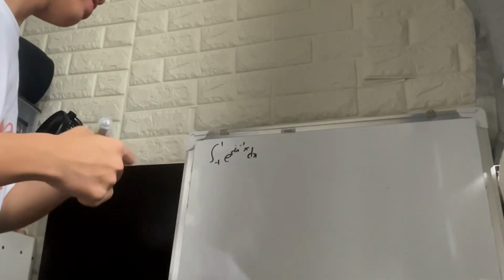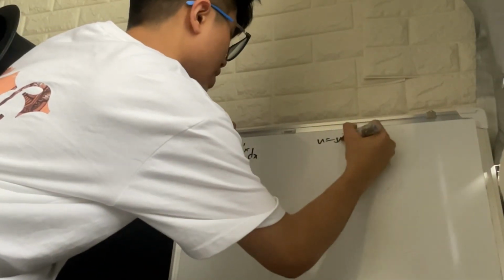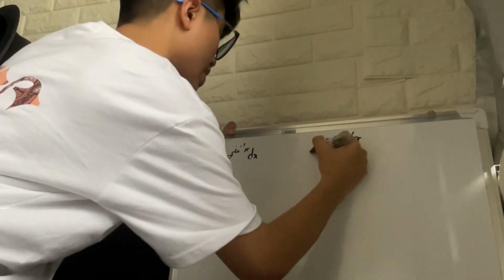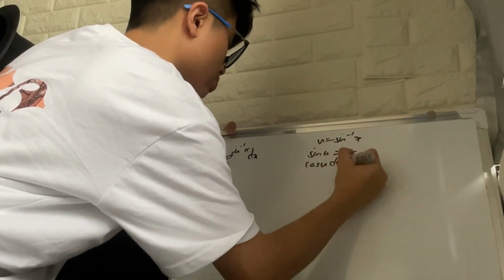Next, the integral of e to the power of inverse sine x from -1 to 1. First, we're going to use u substitution. Let u equal inverse sine x, then sine u is equal to x. Differentiate both sides, and you get cosine u du equals dx.